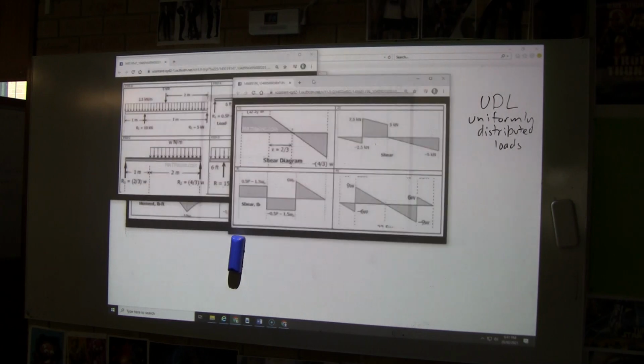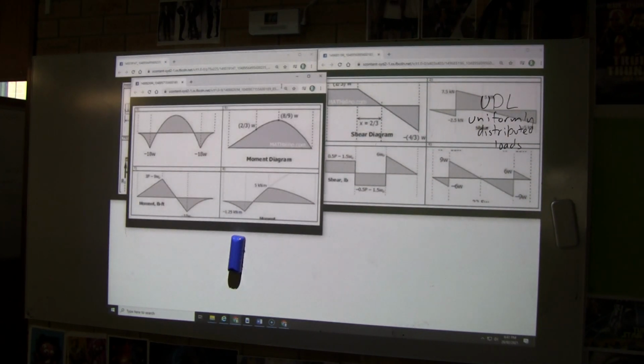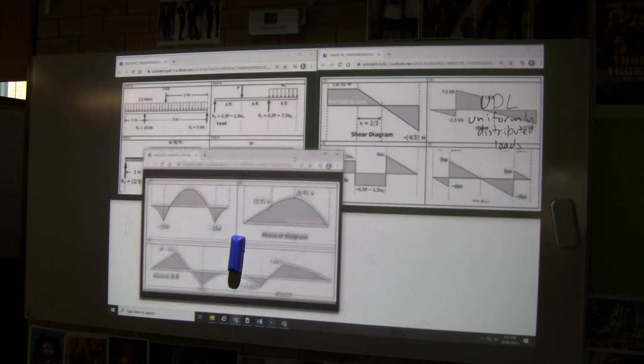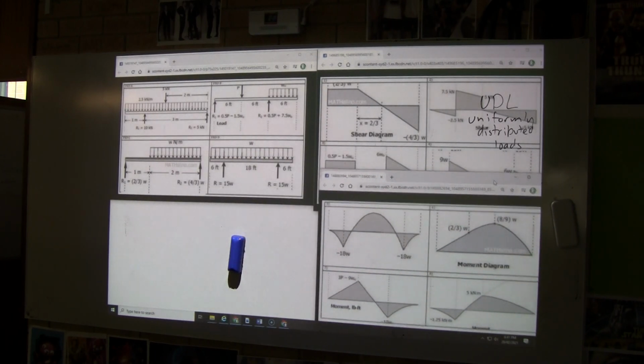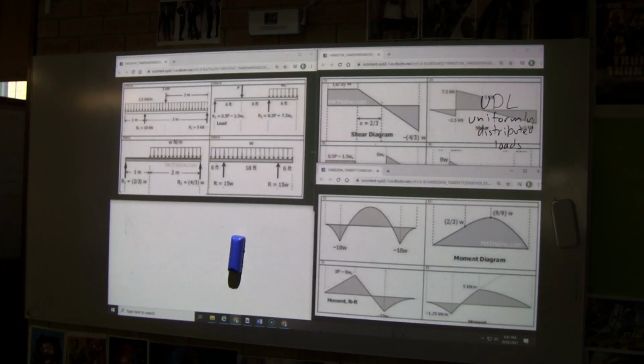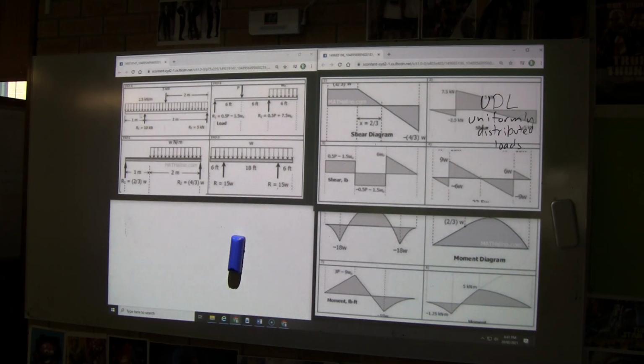Okay, for A, which shear force diagram matches? Let's have a look. We've got a uniformly distributed load past a cantilever. We've got a reaction going up, and then we're going to have some sort of diagonal. We're going to have a line going up and then diagonals down, and then we're going to have a sudden drop. So let's have a look.